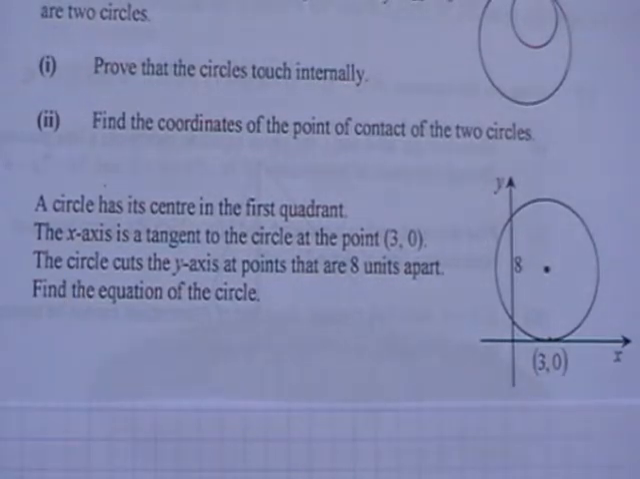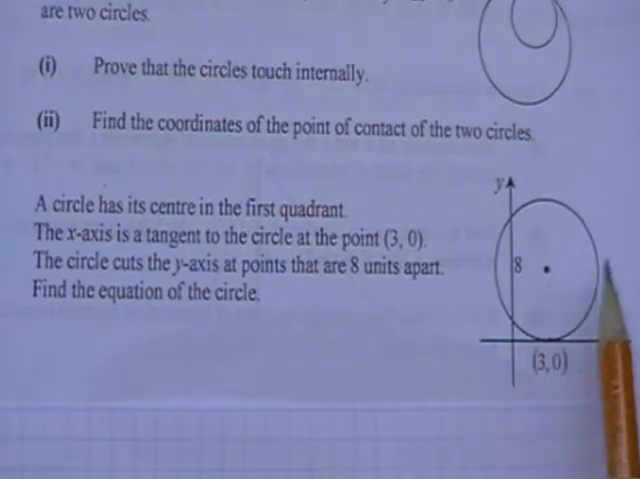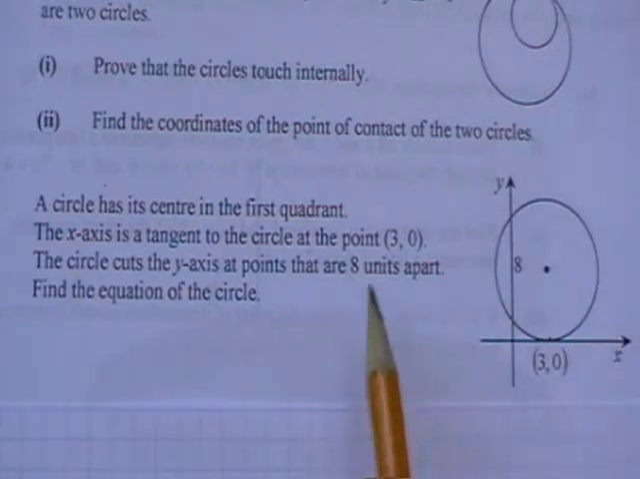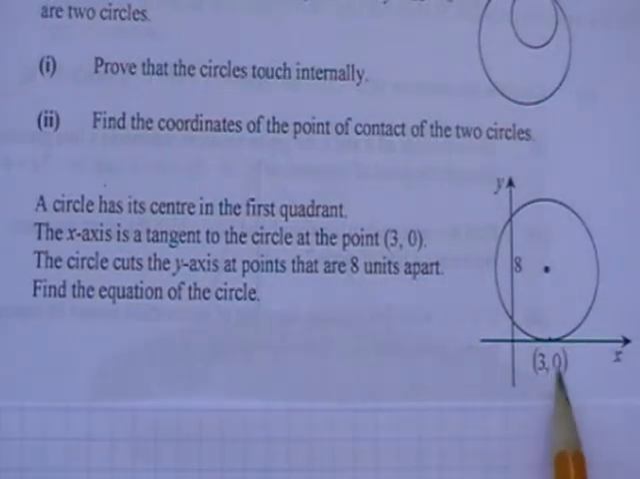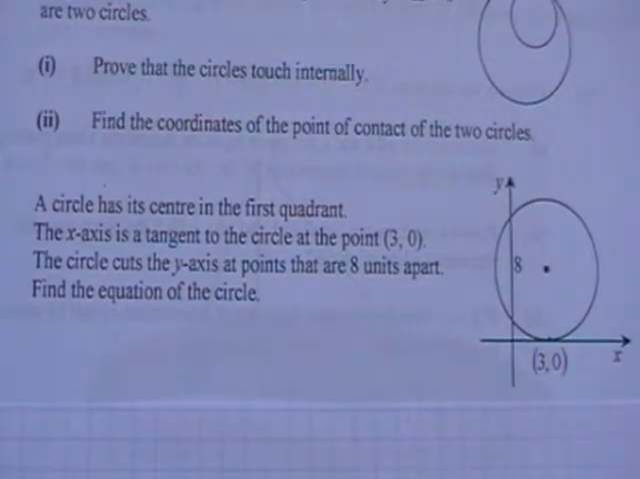2007, paper 2, question 1c. A circle has its centre in the first quadrant. The x-axis is a tangent to the circle at the point (3, 0). The circle cuts the y-axis at points that are 8 units apart. Find the equation of the circle.